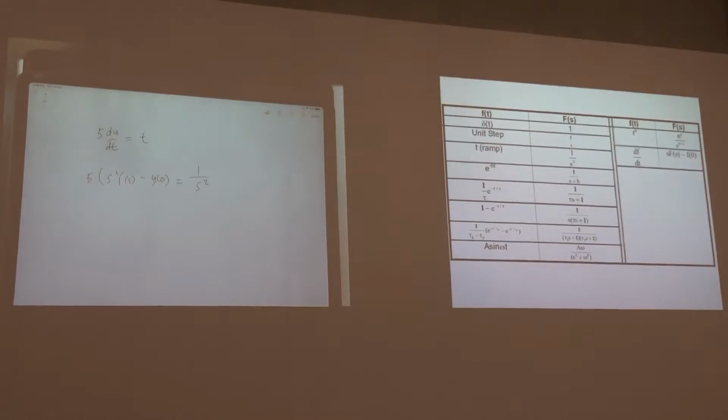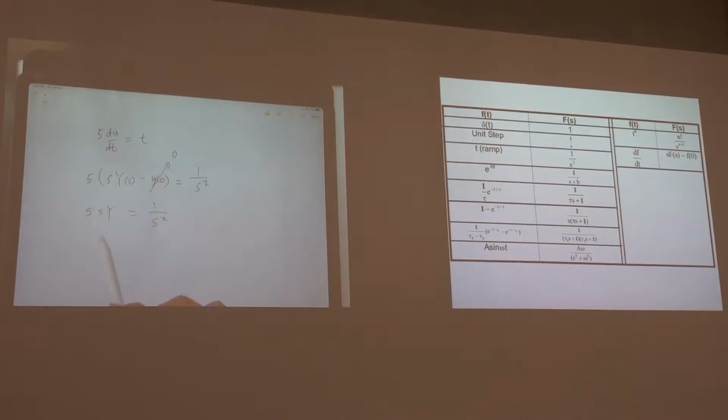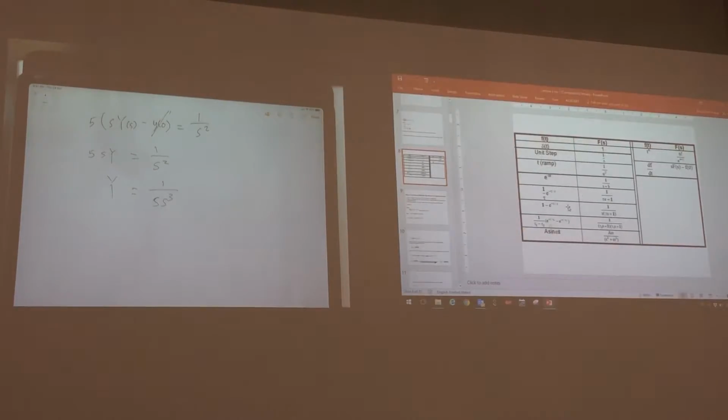The question also tells us that y0 is equal to 0, right? Correct? I didn't print it. Alright, so this one is equal to 0. So what I have here is 5s multiplied by Y equal to 1 over s to the power of 2, correct? Okay? So if I arrange only Y at this side, I have 1 over 5s to the power of 3. Okay? Any questions so far?